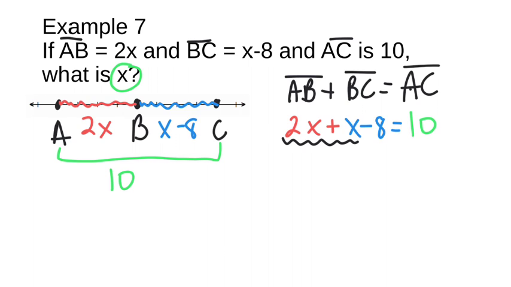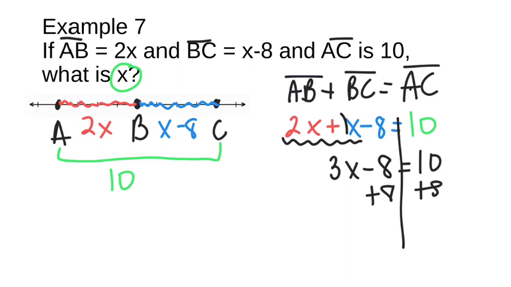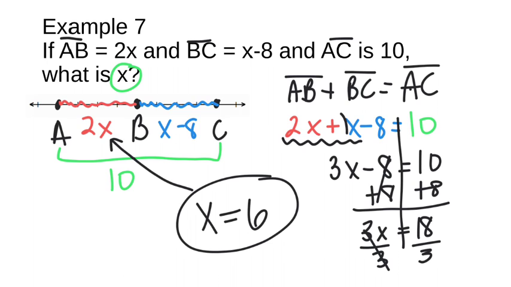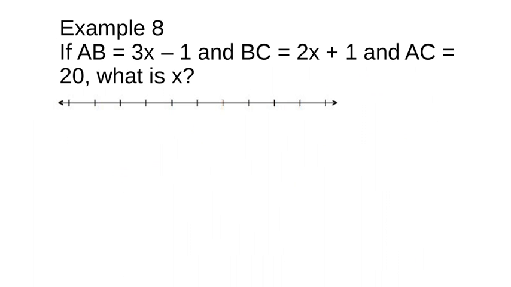Okay, 2x plus 1x is our like term, so that would give us 3x. Bring down your equal, minus 8 equals 10. Add 8 to both sides. You always move your constant before your coefficient. So you'll get 3x equals 18. And then divide by 3. So x is 6. If they asked what AB and BC were, you could take x and plug it in here and figure out what those segment lengths are.